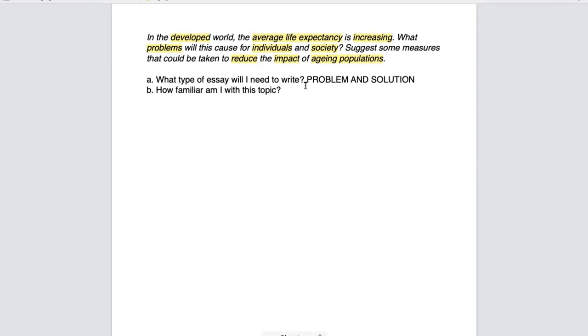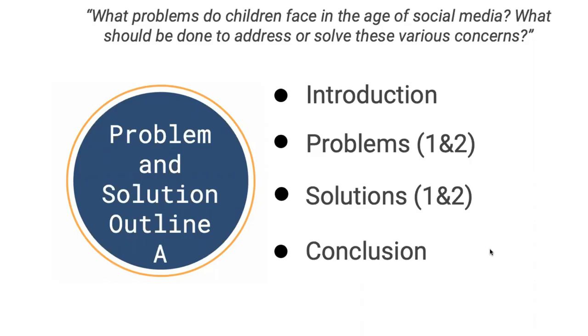All right, now I'm going to show you three different outlines, A, B, and C. Keep in mind for this question, we are going to use outline C, but I want to introduce you to other types of outlines because this question could appear differently on the exam. So let's go ahead and look at our three outlines. We're going to look at three different questions and three different outlines. So again, A, B, and C.